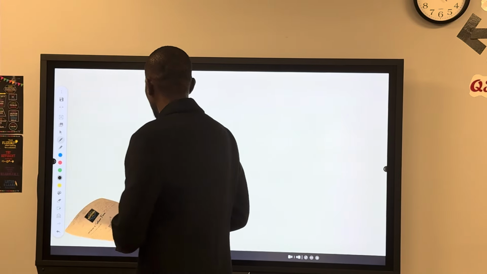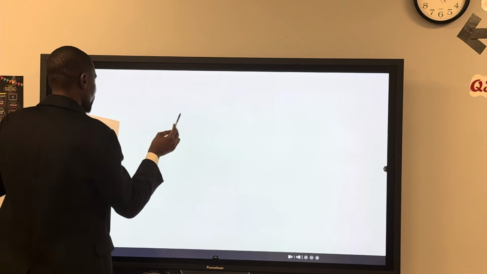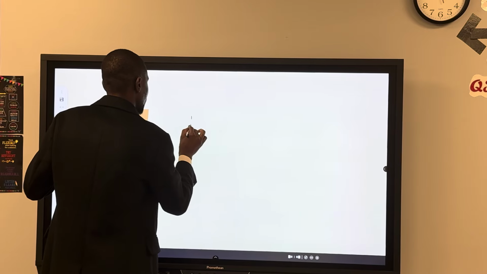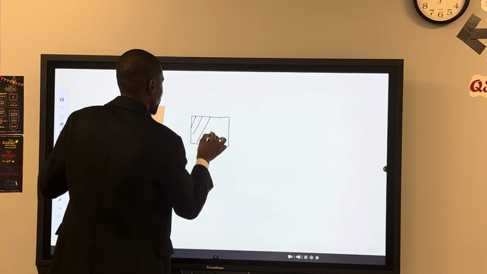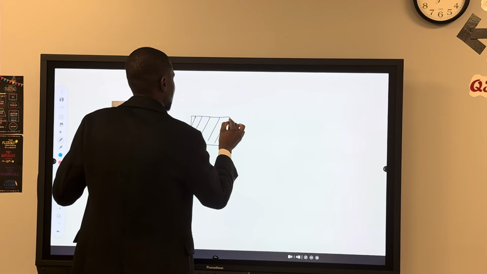Right. So allow me to redraw this diagram quickly. So we have this diagram here, right?